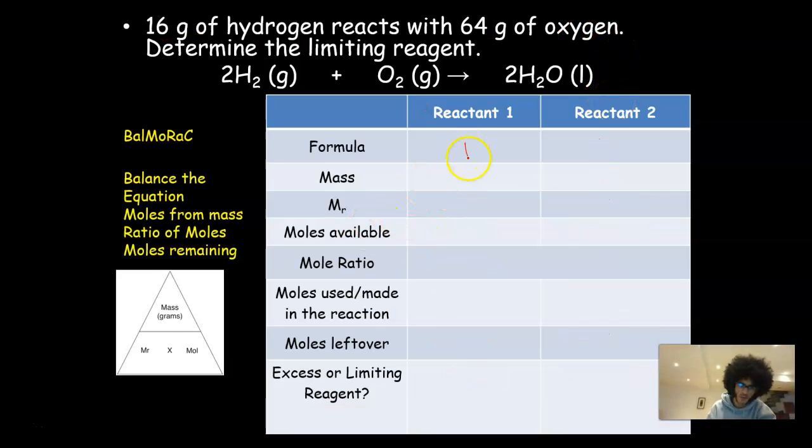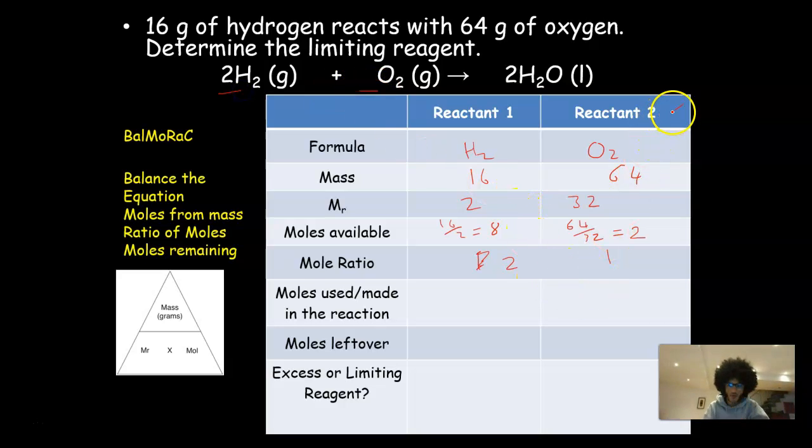So if you remember from before, I've got hydrogen here, oxygen here. In terms of mass, that's 16, that's 64. The MR was 2 and 32, and then the moles available, 16 over 2 equals 8, 64 over 32, which equals 2. Now the mole ratio was a 2 to 1 because you've got the 2 here and no number there, so it's a 2 to 1 ratio. So the moles used, now let's do it from the point of view of oxygen. Now I've got 2 moles.